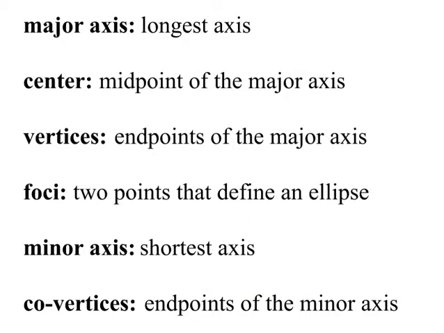Real quick, I want you to look at this. I've given it to you on your sheet of paper. We're going to go through these definitions and then you're going to apply that knowledge. First of all, the major axis is always the longest axis. The center is always the midpoint of the major axis. The vertices are the end points of the major axis. Foci are 2 points that define an ellipse. The minor axis is the shortest axis, and the co-vertices are the end points of the minor axis.